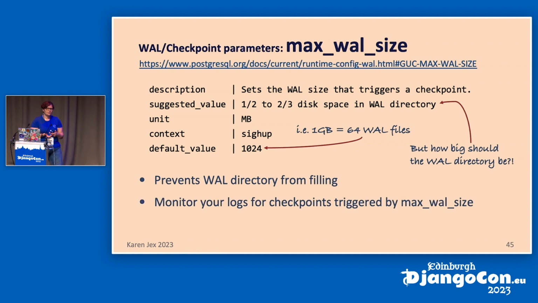The main thing is to monitor your logs. Checkpoints are logged by default, so you can see if they're happening because of a timeout, which is what you want, or if they're happening because you've hit the max WAL size. If you're often finding them triggered by max WAL size, then you probably want to increase this and make sure you've got more space available for your WAL files.